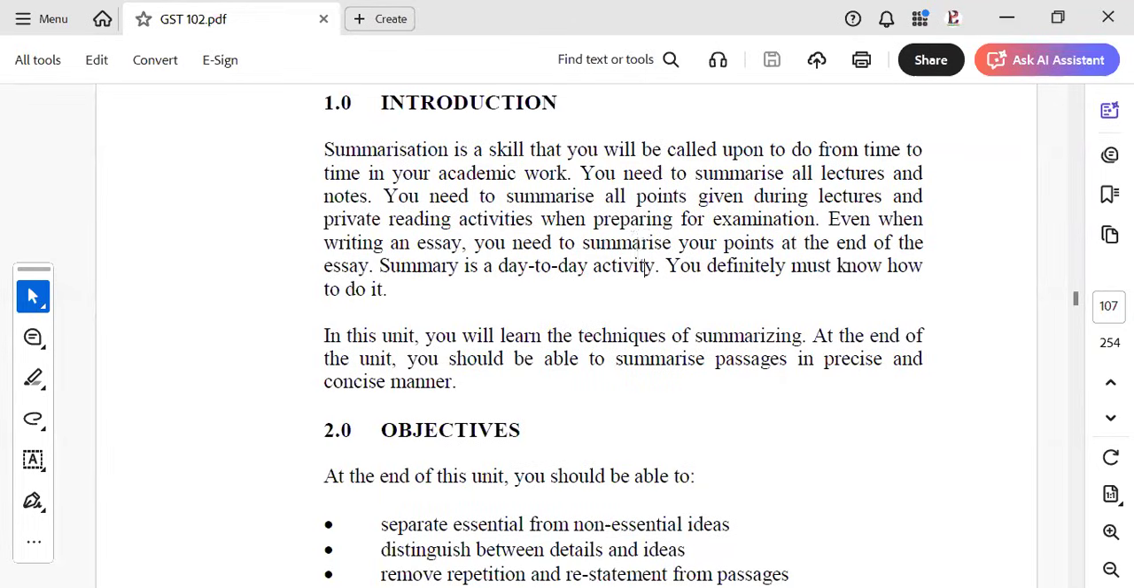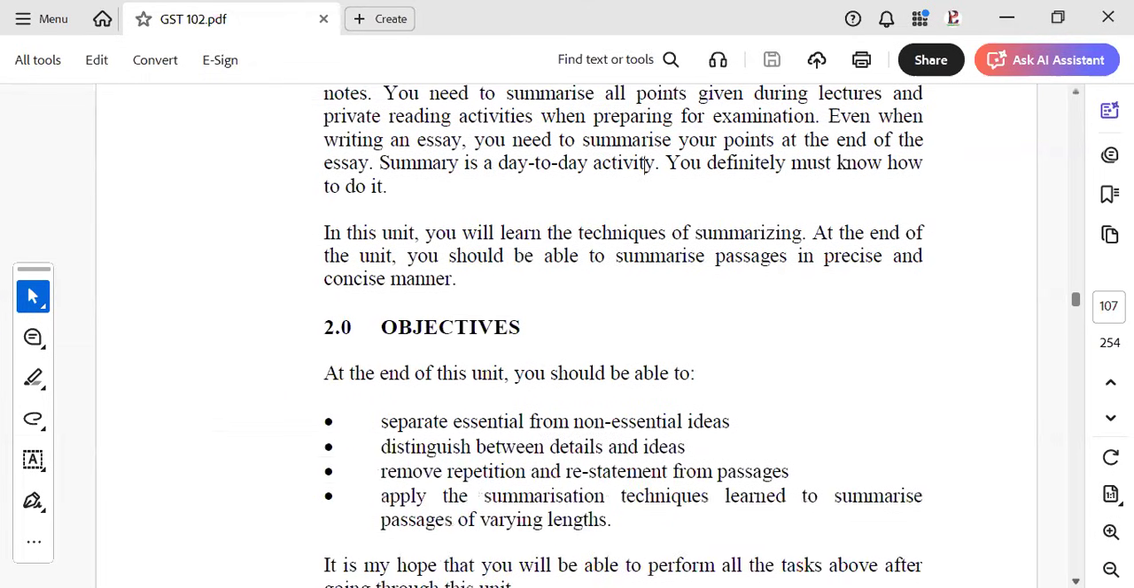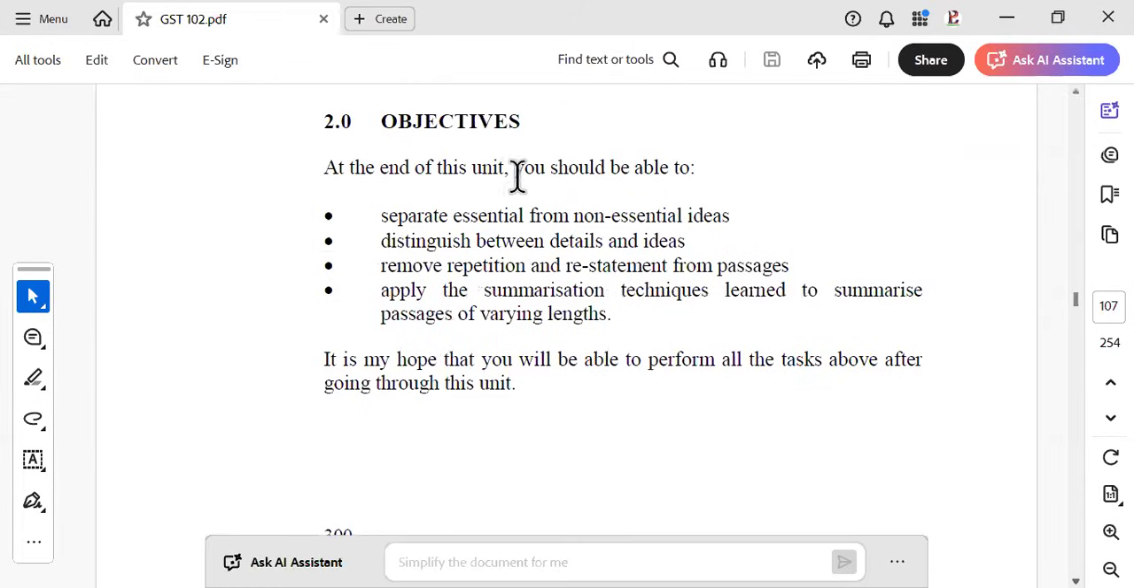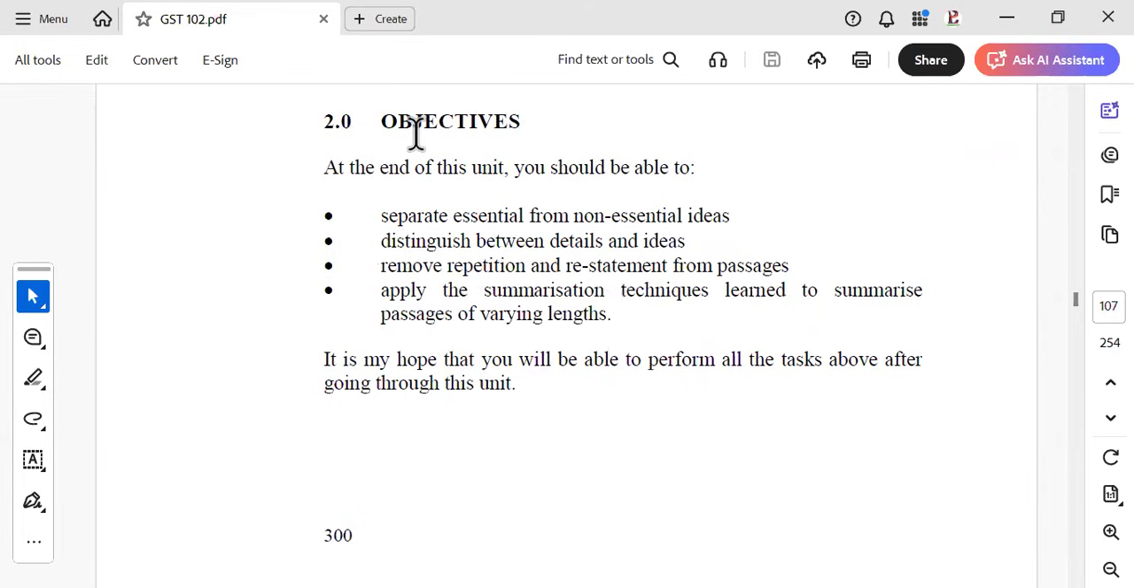Now, let's leave that introduction. We were practical on this course yesterday, and it pained me that we did not record it. We forgot. So, what is the aim of studying how to summarize? At the end of this particular unit, we should be able to separate essential from non-essential ideas. We should be able to distinguish between details and ideas. We should be able to remove repetition and restatement from passages. And we should be able to apply the summarization techniques learned to summarize passages of varying length.